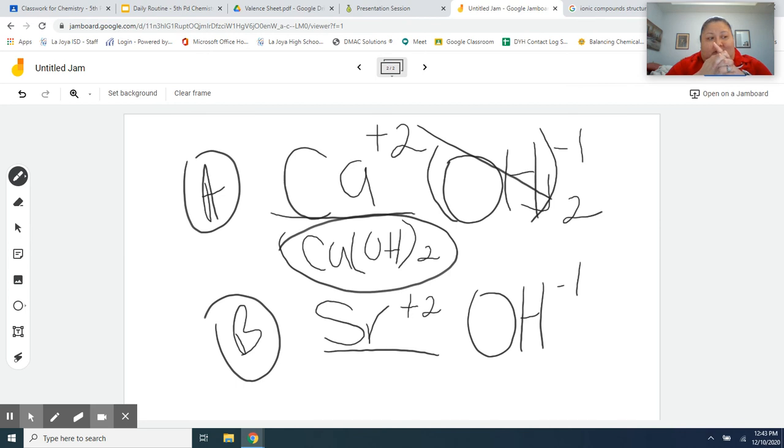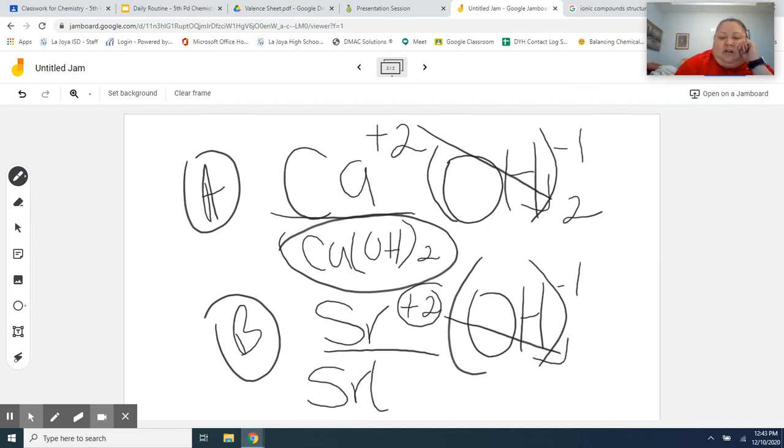Strontium. Sr. Very good. This guy needs to cross down. We need to protect the poly with parentheses, and we end up with Sr(OH) and a 2 on the outside. Okay?